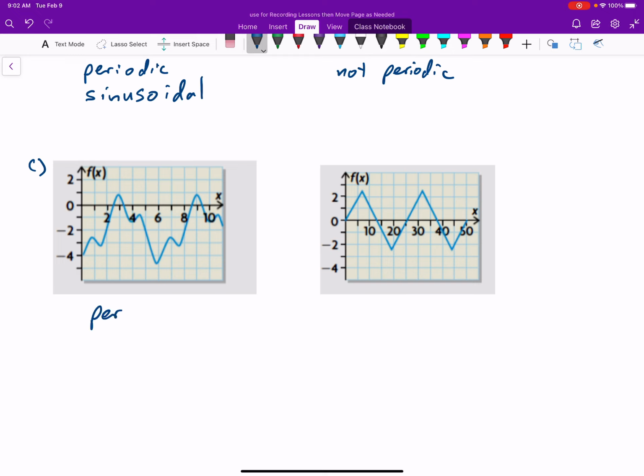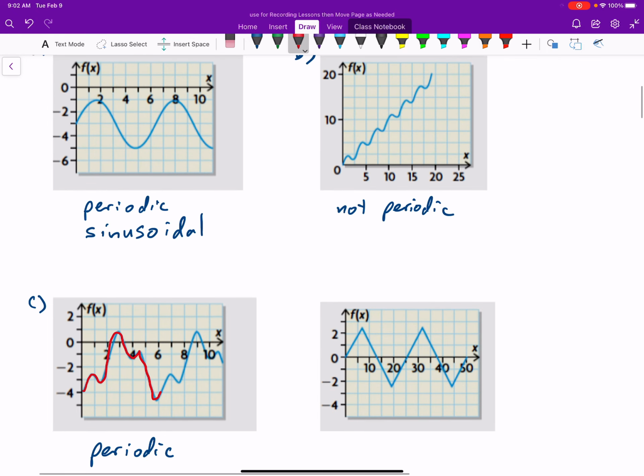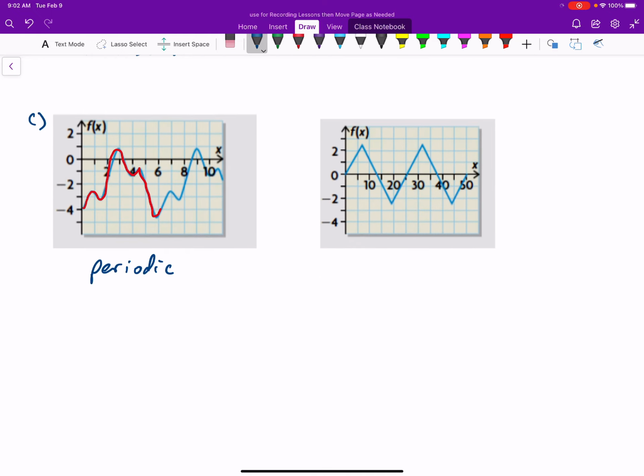It is periodic because it does definitely look like it's repeating, right? If I was to start here and follow the graph, then once I get back to about here, then it's starting over. So that's what makes it periodic. And I guess I could have done that for this one as well. This one starts, goes up, comes back down, and once it gets there, then it's repeating again. Anyway, so we got periodic for C part, but it's not sinusoidal.